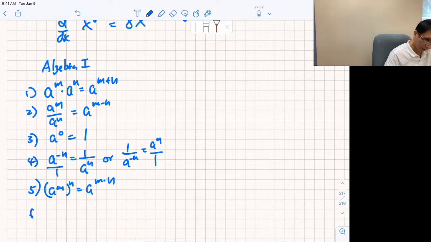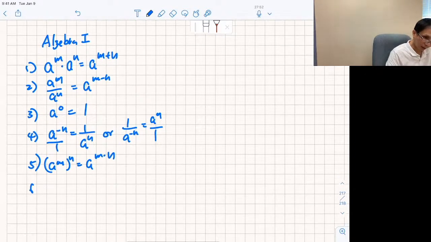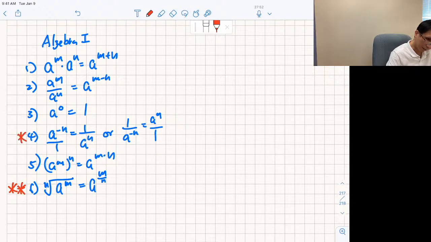The sixth rule says the nth root of a to the m is equal to a to the m over n. So this is algebra 1, but I will tell you, this becomes very, very useful here. It's very useful because we get to use it all the time. Everything here is useful, but the most common thing that you will be using is those 3 rules, the exponential rule.